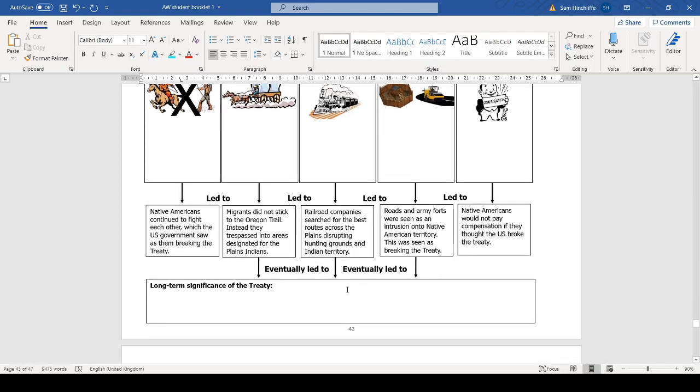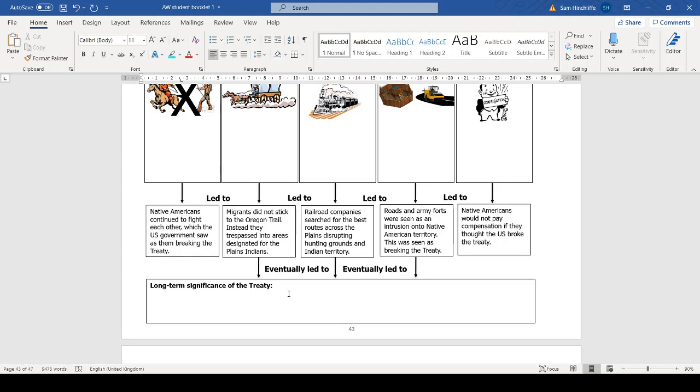So what's the long-term significance of this for the Native Americans? Well, they are having to agree to let the white Americans settle the West more and more. It's disrupting their way of life. They are allowing their traditions to be attacked, and their main food source and their way of life with the buffalo is going to be massively disrupted. So the Fort Laramie Treaty is not a good thing for the Native Americans.